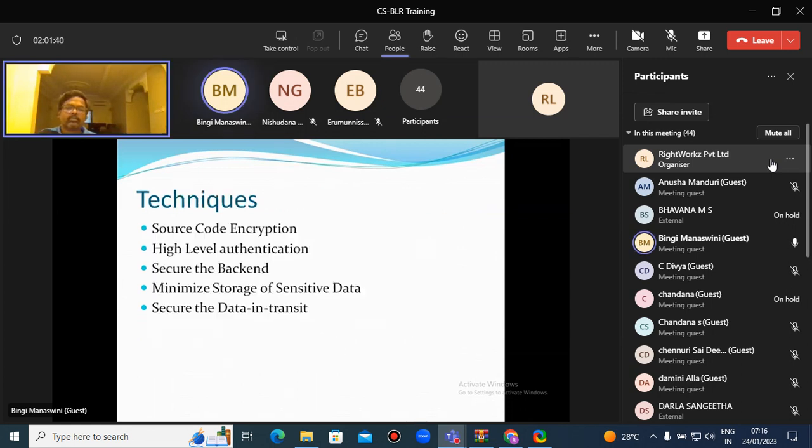Address code information, high level presentation, and you can really secure the backend, minimizing memory for existing data, and secure the data in transit. These are the technologies to engage in security.